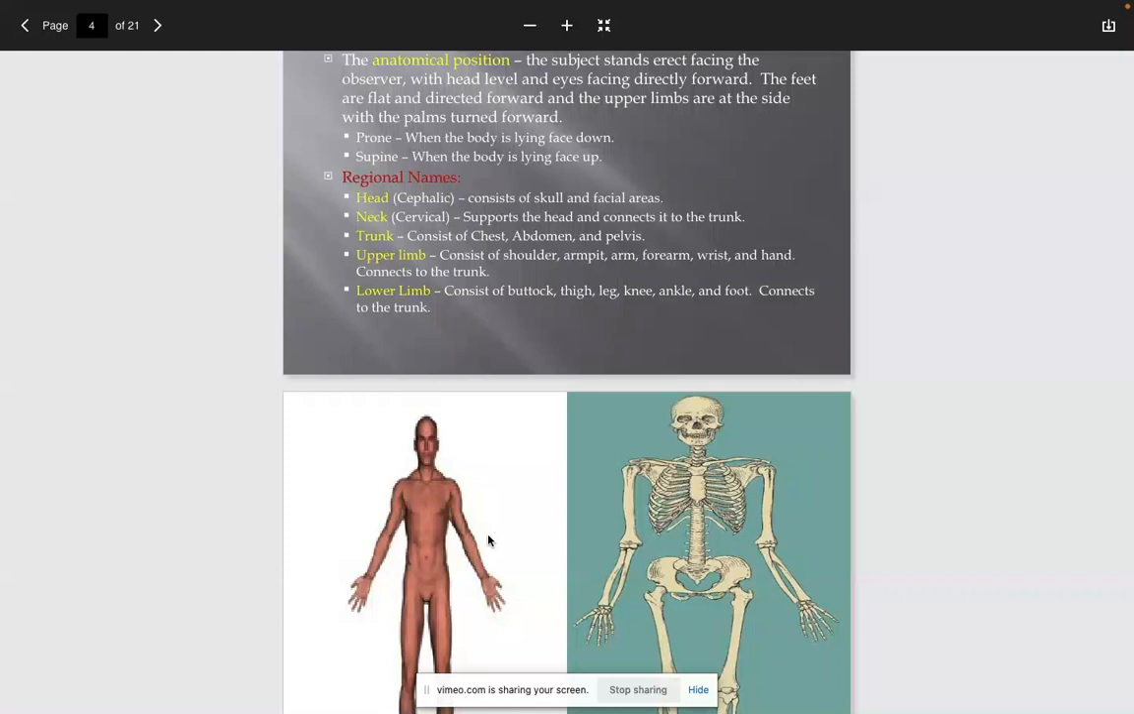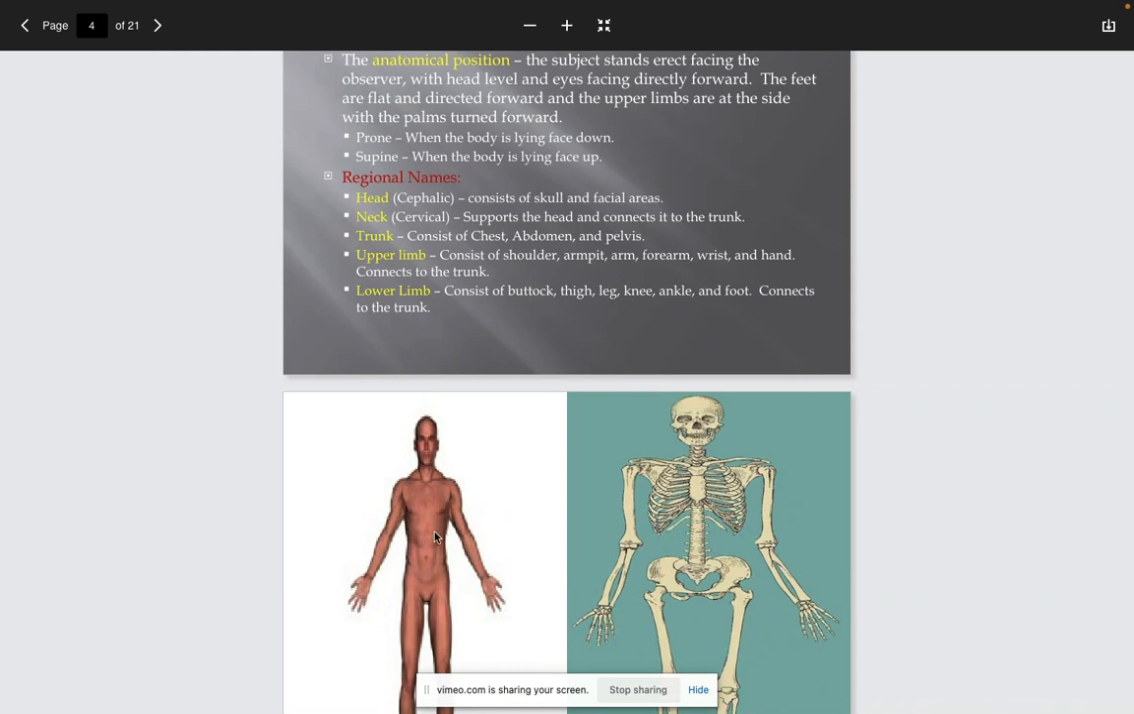So when we talk about the head, sometimes you'll hear it referred to as the word cephalic, and you need to just be comfortable with that term. So the cephalic region or the head region. The neck is often called the cervical spine, or the neck. The trunk is just the trunk, and this consists of the chest right here, the abdomen right here, and then the pelvis right through here. So this is the trunk.